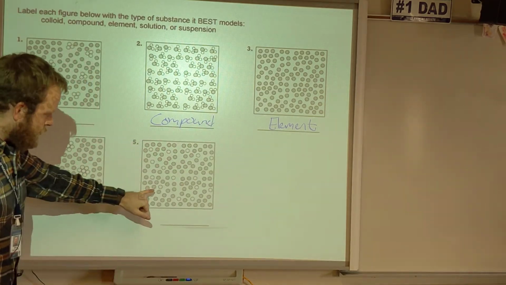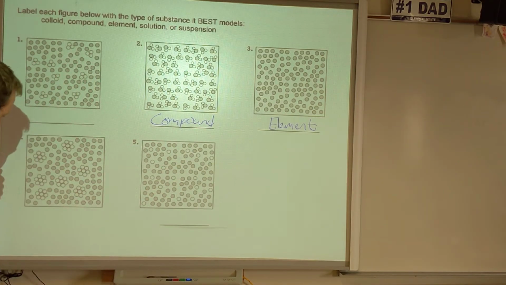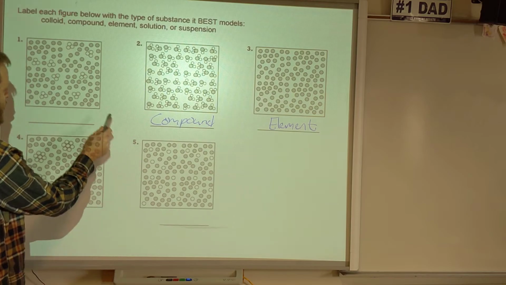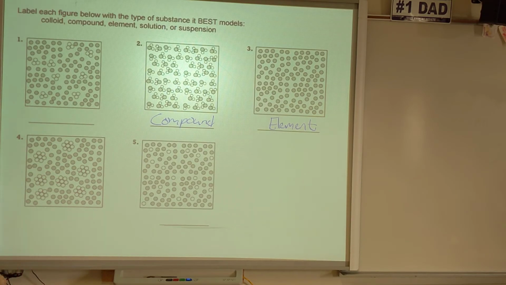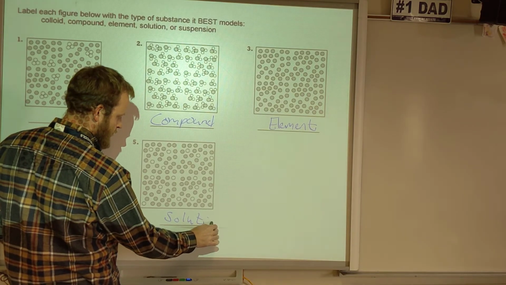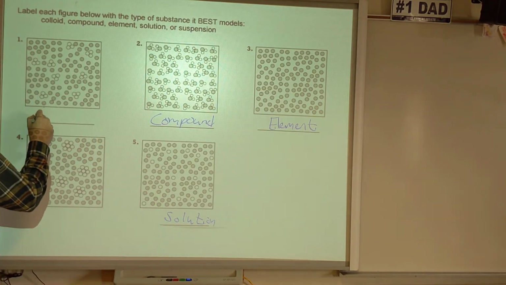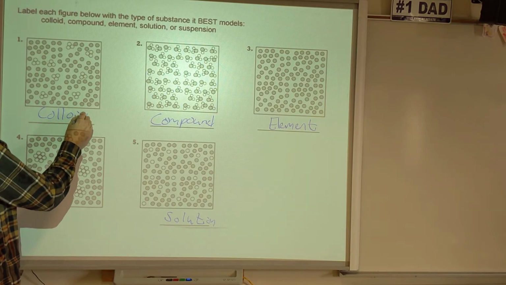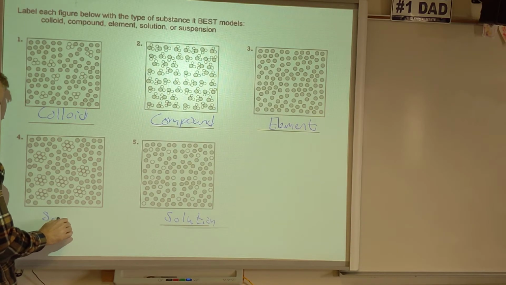And then we have mostly gray circles with some white circles. Here's mostly gray circles with a set of 3 whites, and then here's mostly gray circles with a set of 7 whites. So it looks like we have a small white particle, medium white particle, and large white particle. So I would say this is a solution just based on particle size. Here's our medium one, which is a colloid, and then our large one, which is a suspension.